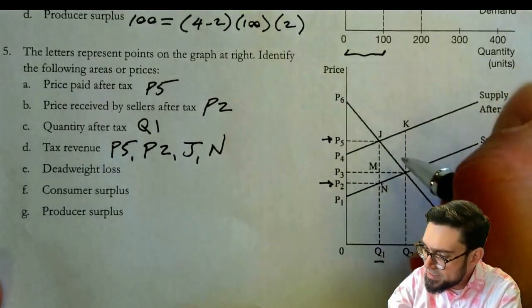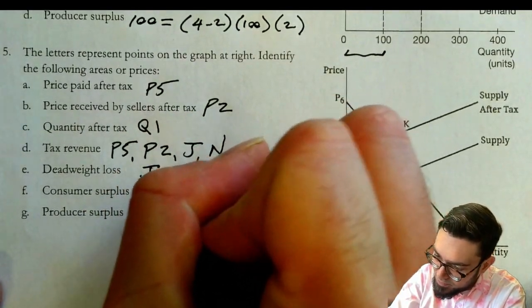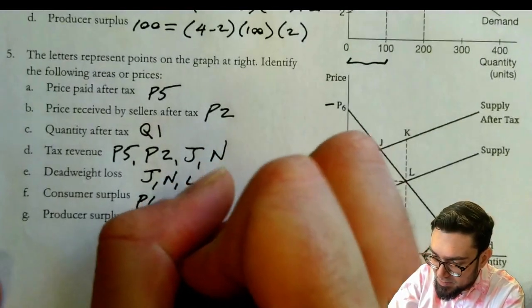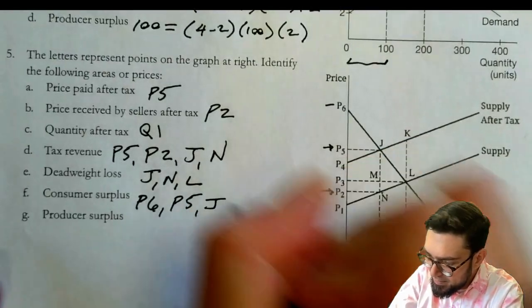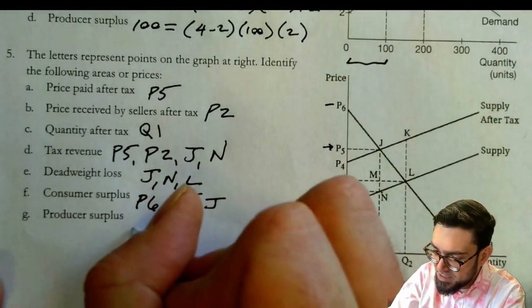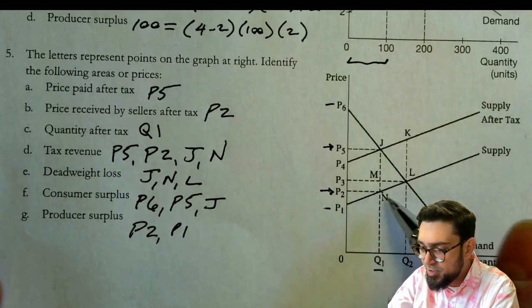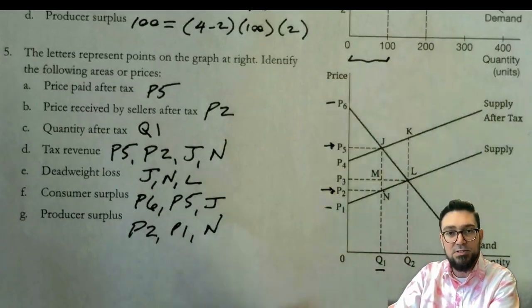Deadweight loss, this one's pretty easy. JNL. You can do them in any order, that's fine. And consumer surplus, well, we go from P6 down to P5. And then what is that? J. And then last but not least, producer surplus is going to be P2, P1, because that's our last bottom part, to N. And that's how we figure out kind of using the letters in the graph.